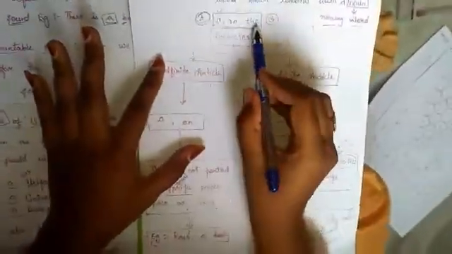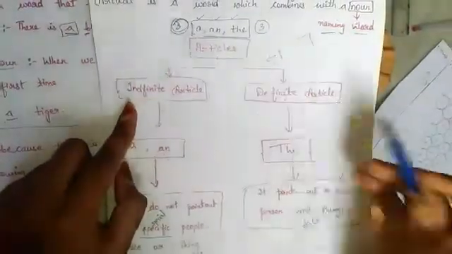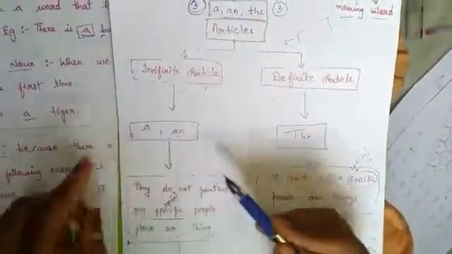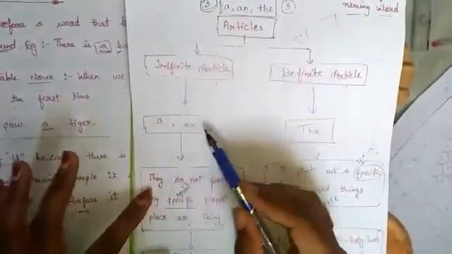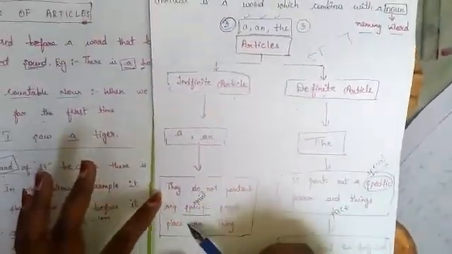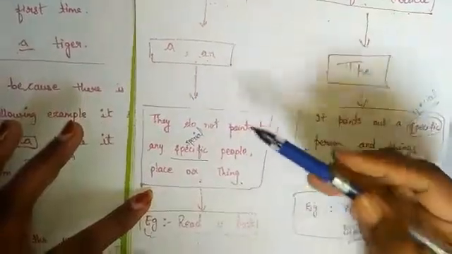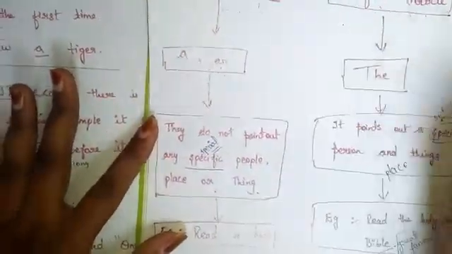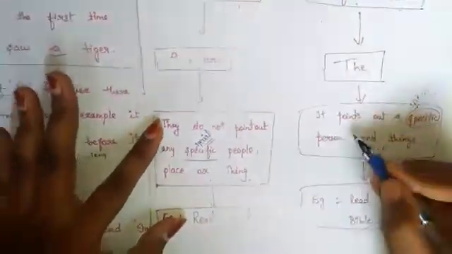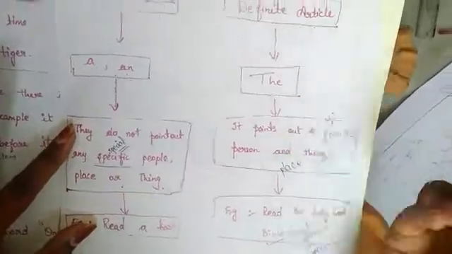So these articles are divided into two groups. What are those two groups? Indefinite articles and definite articles. A and an are indefinite articles. The is a definite article. So what are a and an? They do not point out any specific person, place or thing. But the points out a specific, meaning a special, person, place or thing.